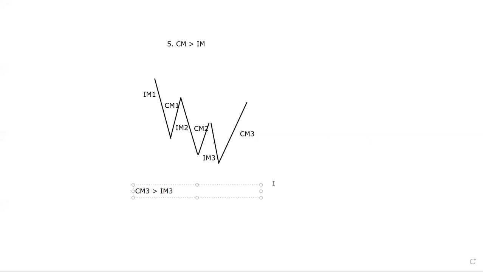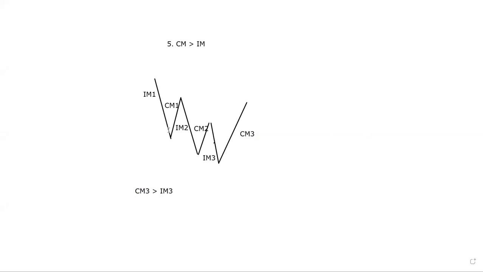Okay. All right. So this is the first sign here. The corrective move becomes greater than the impulse move. Because we are in a downtrend, the impulse move would be the down waves. Am I right? These down waves are the impulse move because we are in a downtrend. And when we are in an uptrend, the impulse waves are the up moves. Do you understand this concept? Yes, understand.